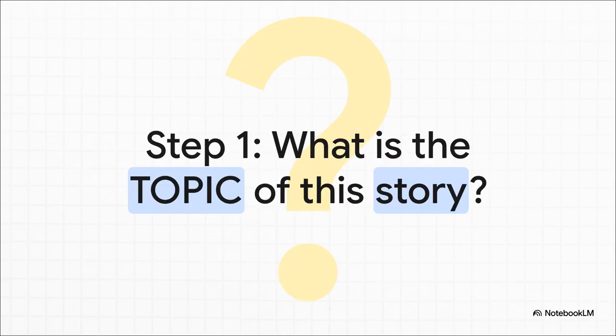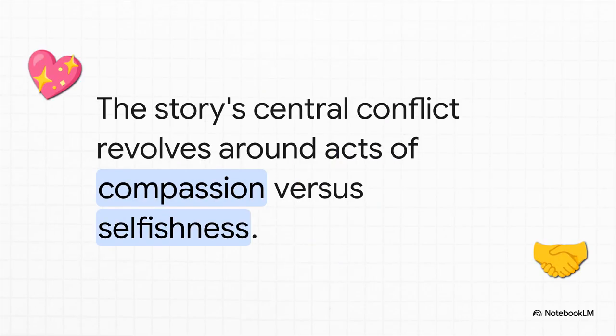All right, time to apply our method. Step 1. Based on what we just heard, a creature needing help, others refusing, what do you think the big, abstract idea is here? Yep, the topic is kindness. The whole conflict hinges on whether characters show it or not. The story is basically a test to see who will choose compassion and who will choose selfishness.